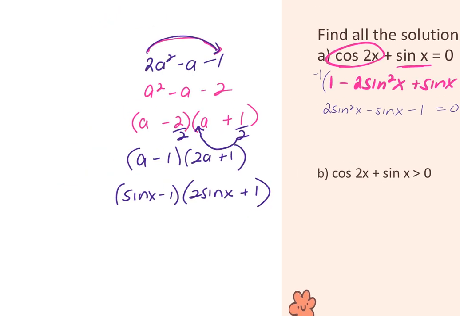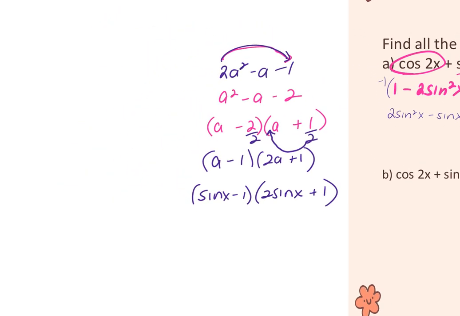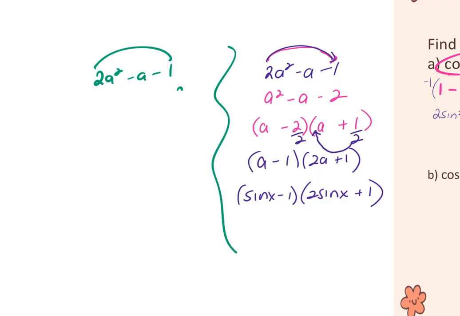A second option would be, if I take out the sine, I'm going to do the same level. So 2a squared minus a minus 1. Multiply first times last: 2 times negative 1 is negative 2. Find the factors of negative 2 that sum to the middle term, so negative 2 and positive 1. Replace the middle term, and then factor by grouping.